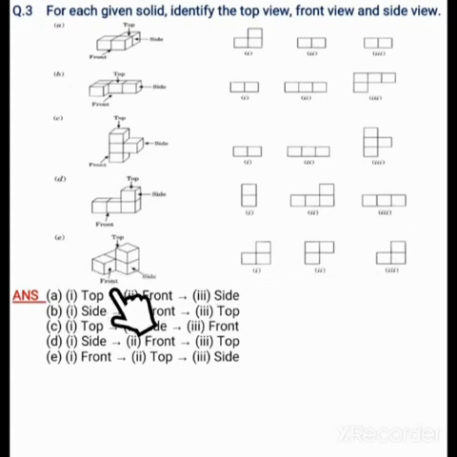Next figure is front view. This one is a side view and this one is a top view. Now side view 1, 2 and 3. 3 is the side view. Then 1, 2, 3 is the top view. And the remaining is a front view. So 3 boxes are in a front view. Then again 3 boxes are in a top view and 3 boxes are in a side view.